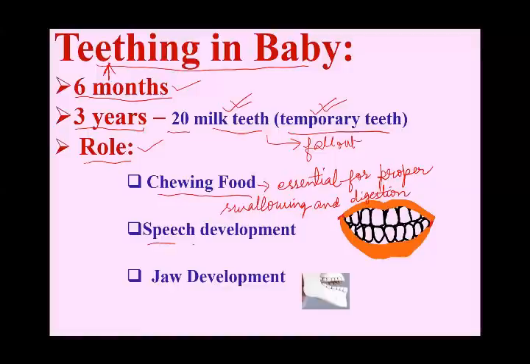Next is speech development. As the baby starts speaking at this age, milk teeth help in the process of speaking properly. And simultaneously, another function is jaw development. This is the jaw. If you see here, a part of the skull is shown, and this part is termed as the jaw. Development of the jaw also takes place.